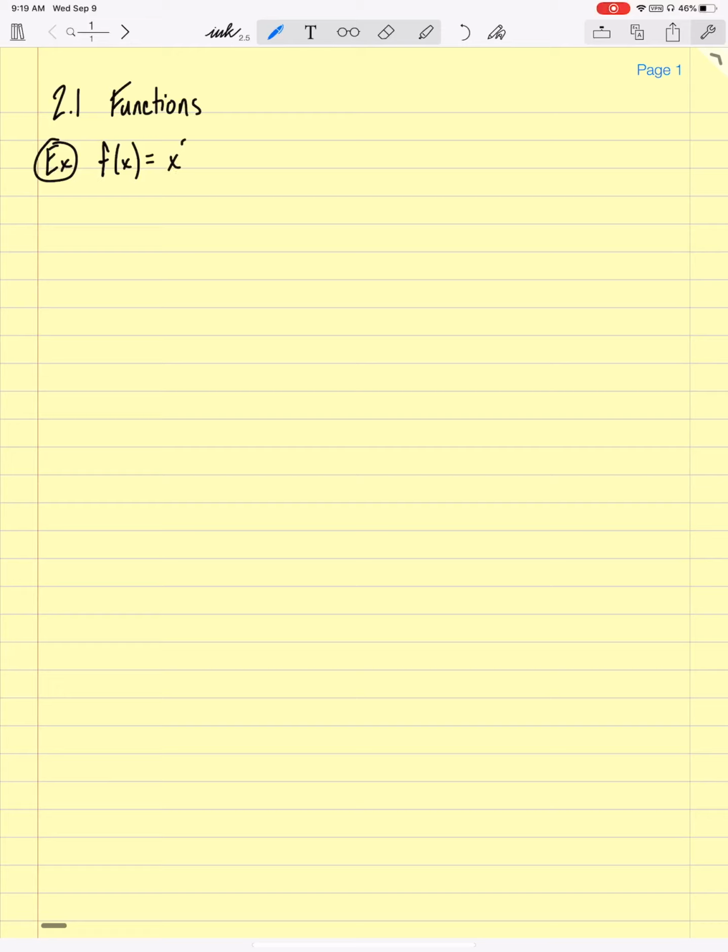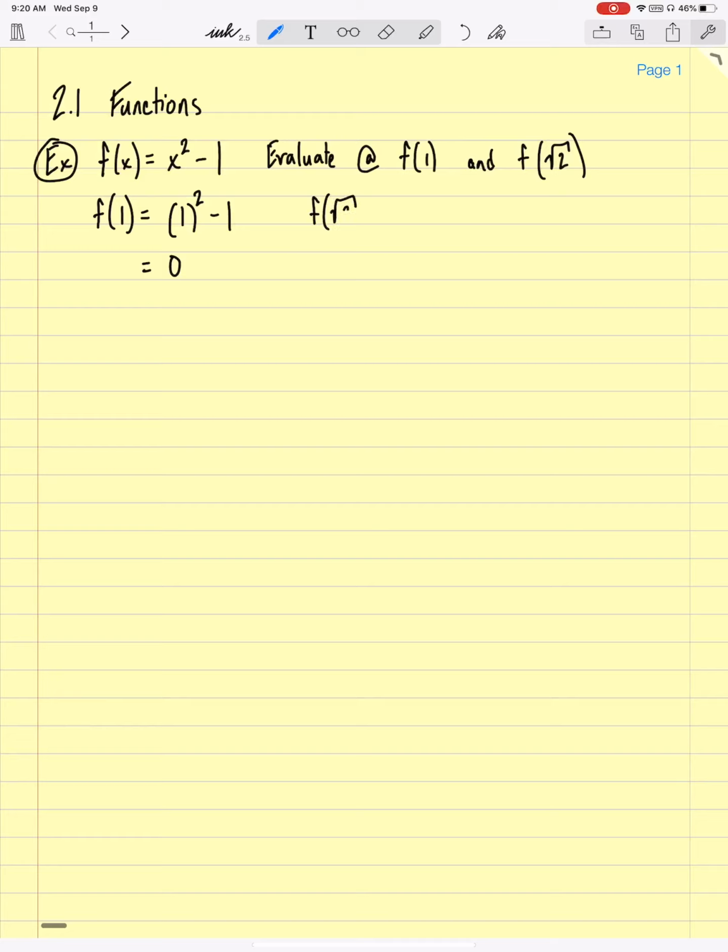So if you have a function, something like that, and the direction is to evaluate, let's look at f of 1 and f of root 2. Evaluate just means to plug those values in for x. You just replace x with whatever numbers. So we'll do f of 1 first. Always put parentheses around it, plug it in, and then simplify. So 1 squared minus 1 is 0. That's pretty easy.